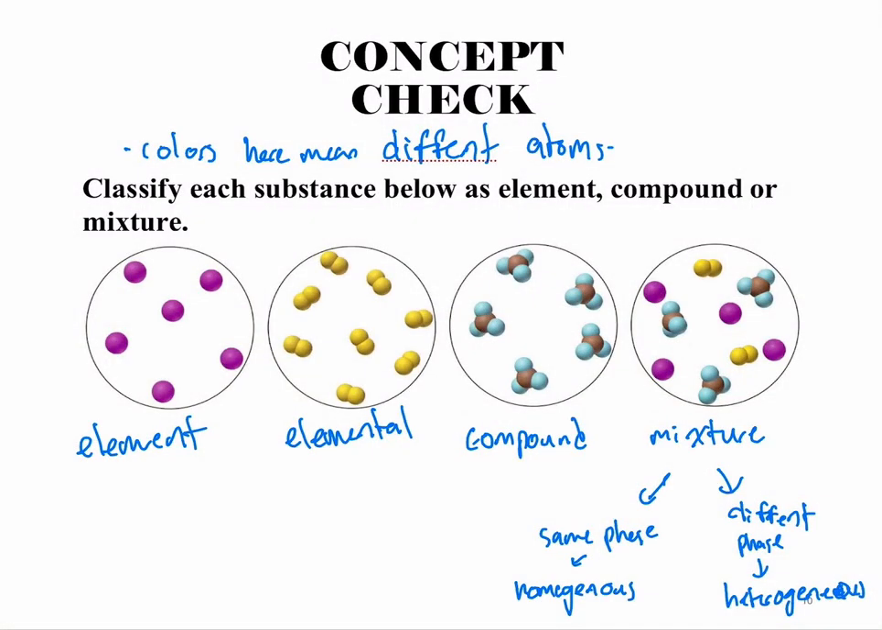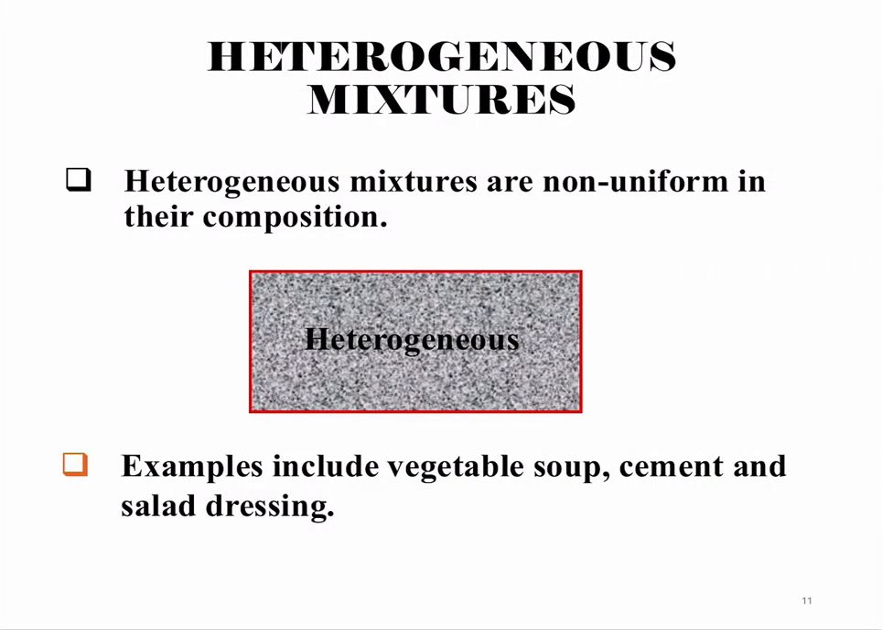Okay. All right, am I writing? Right, so just to reiterate what I said, heterogeneous mixtures are non-uniform in their composition, meaning that they have different elements in different phases of the mixtures, right? So that includes like vegetable soup, cement, and salad dressing. Does anyone else have an example of a heterogeneous mixture?